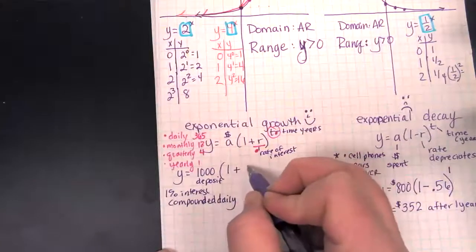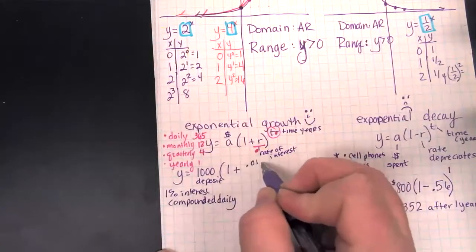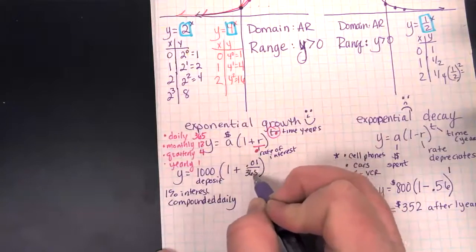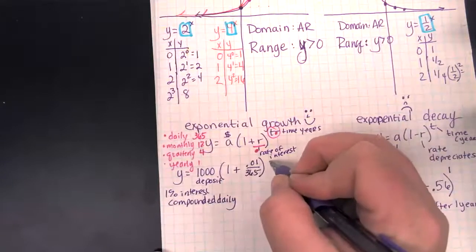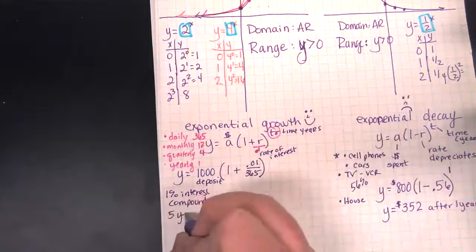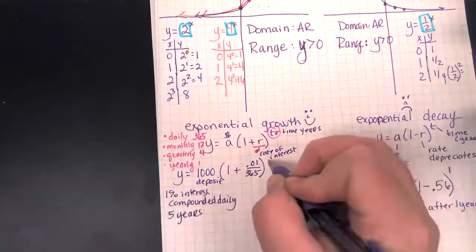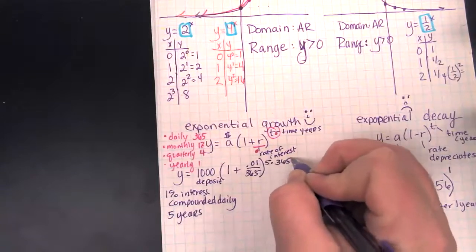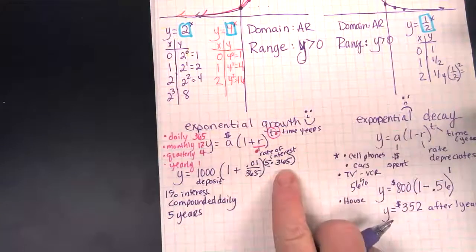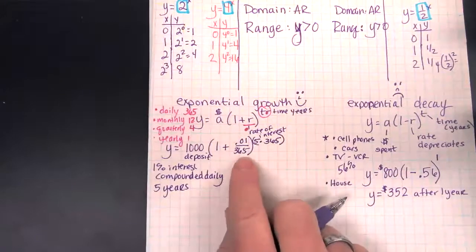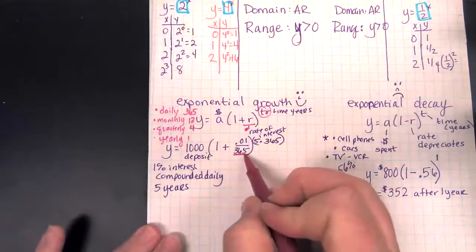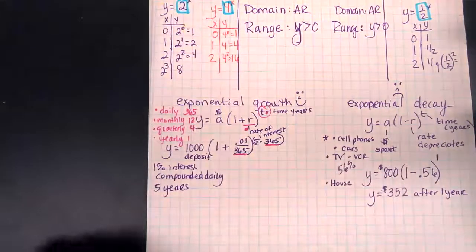Okay, so I'm going to take 0.01 because that's 1% and divide it by 365. And I'm going to do it over 5 years. Okay, I've got some money. I'm going to set it aside for 5 years. Okay, so you see this? I had to take that. Not only did I have to put that here, but I also had to put it up there.